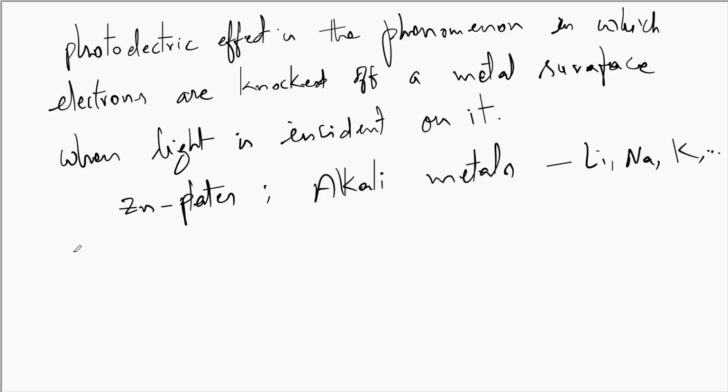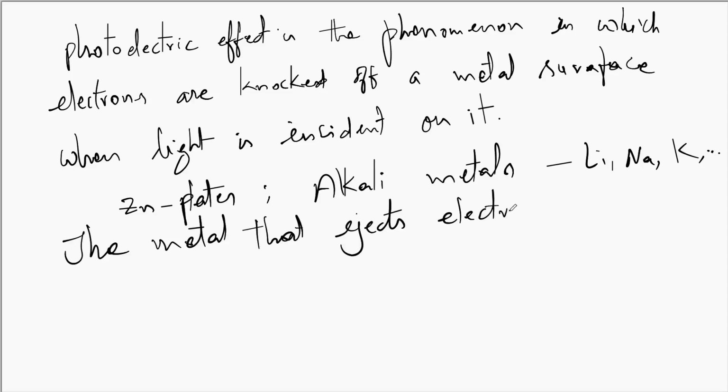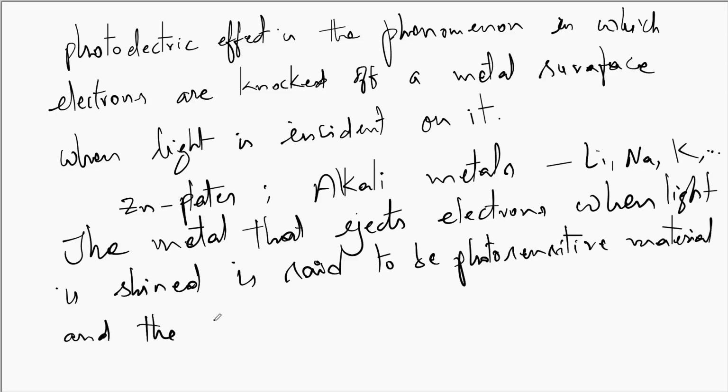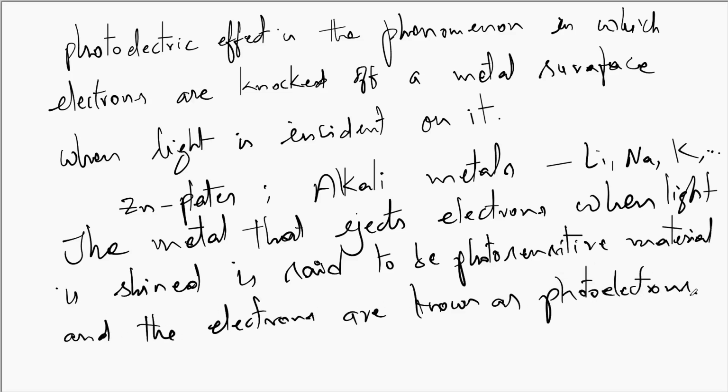The metal that emits photoelectrons when light is shined on it is said to be a photosensitive material, and the liberated electrons are called photoelectrons. So the metal surface that emits the electrons is known as the photosensitive material, and the electrons that are ejected from the metal surface are known as photoelectrons.